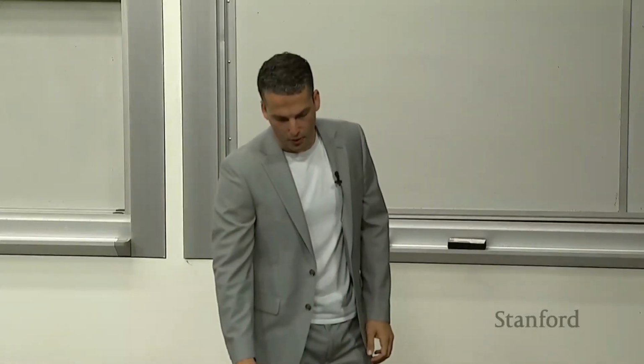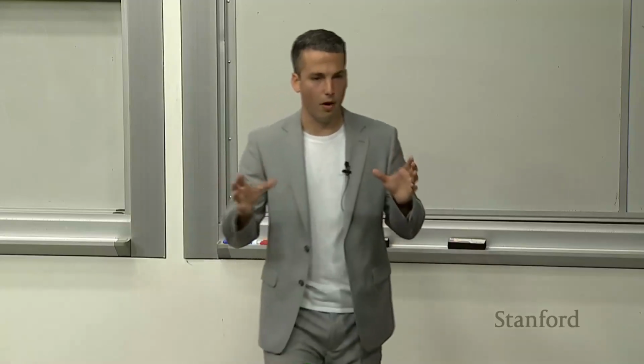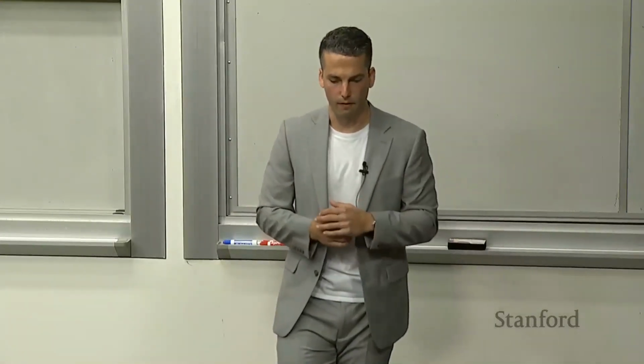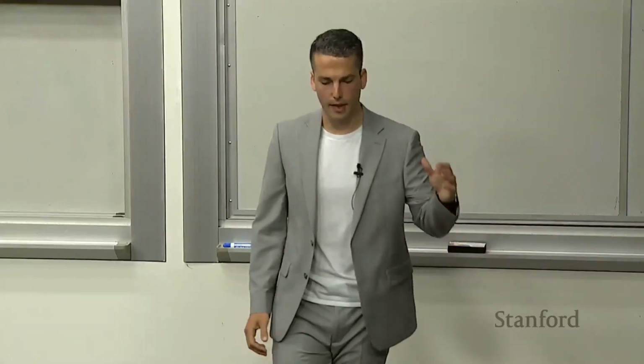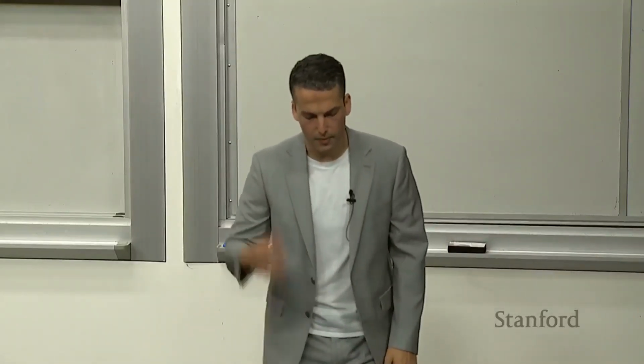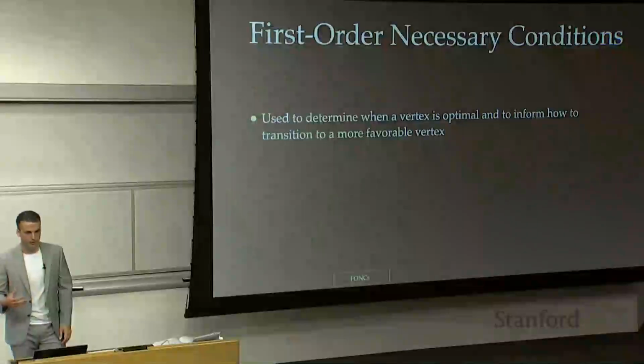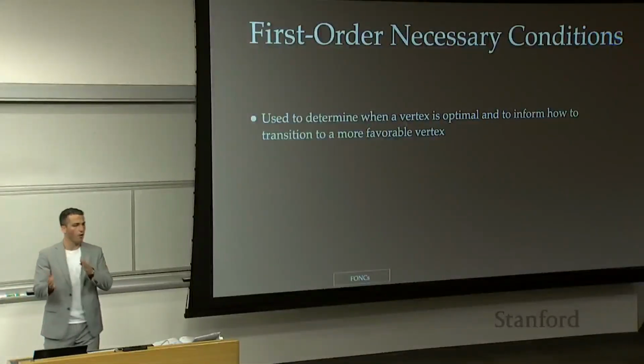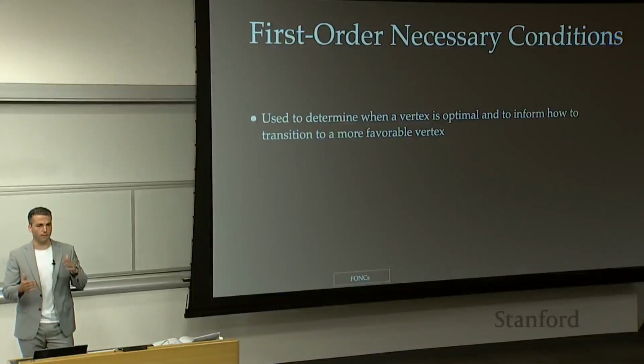Okay, so that's the overall problem formulation. We're primarily going to be focused on equality form as we're moving forward now. And so what we saw last time was this idea of the first order necessary conditions. And we're going to be using these first order necessary conditions to determine when a vertex is optimal and how we're going to transition between these vertex points.